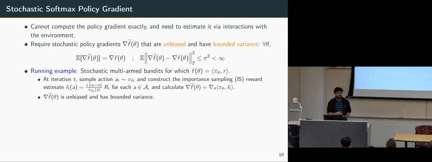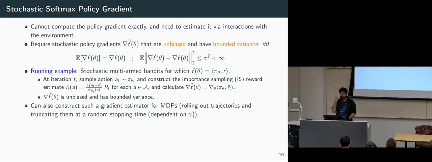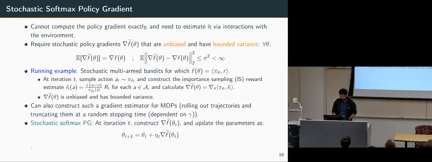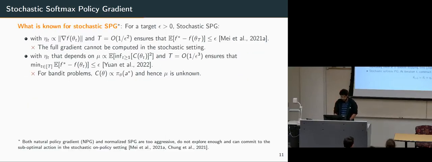Okay, so this is on policy. So you're using the policy that you are updating to sample the arms. In this case, this gradient is unbiased and has bounded variance. The variance can be bounded by 2 for rewards in 0 and 1, and you can do the same thing for MDPs. Okay, so in this case, the stochastic softmax PG is, again, you update your parameters in this direction. And let's see what is known.